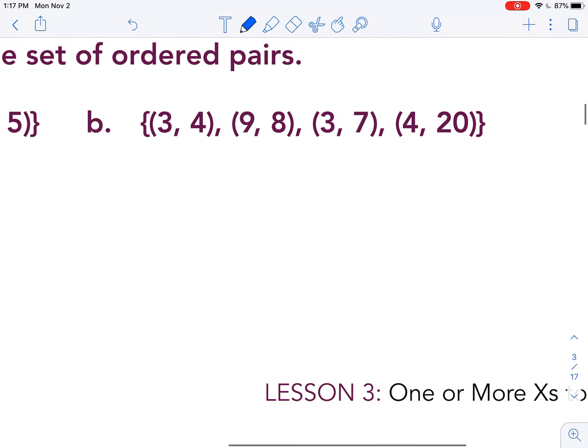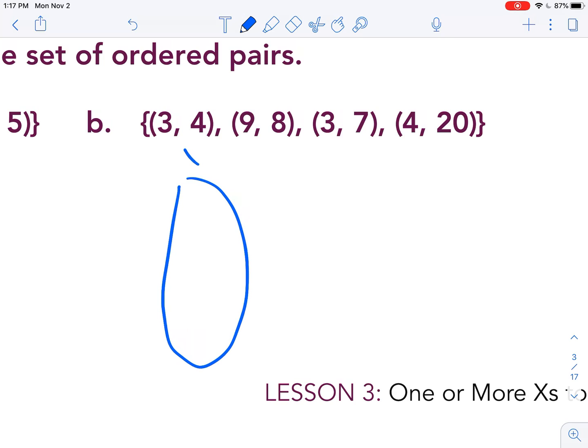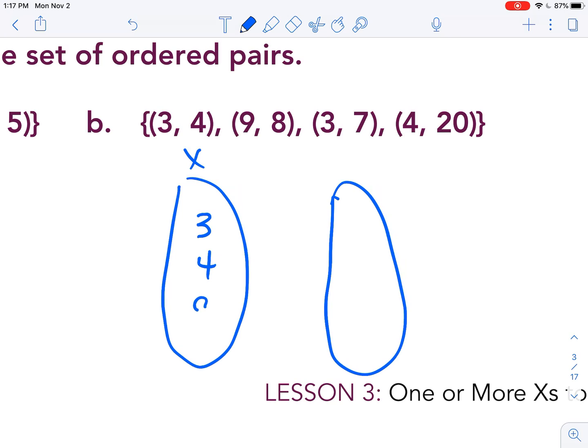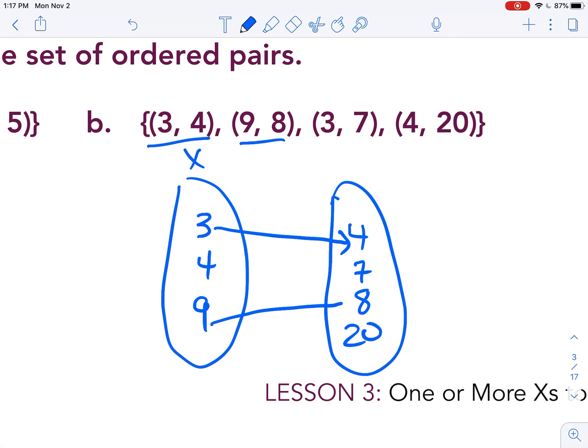Okay, so we do the same thing over here. I have 3, 4, and 9. I have 4, 7, 8, and 20. My first point right here, 3 goes to 4. Then 9 goes to 8. 3 goes to 7. And 4 goes to 20.